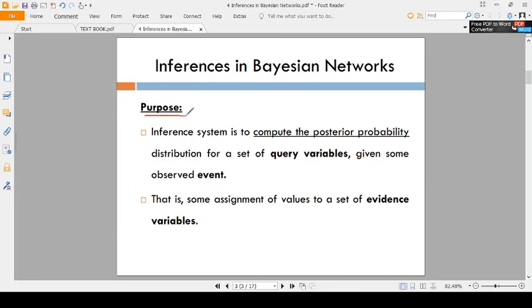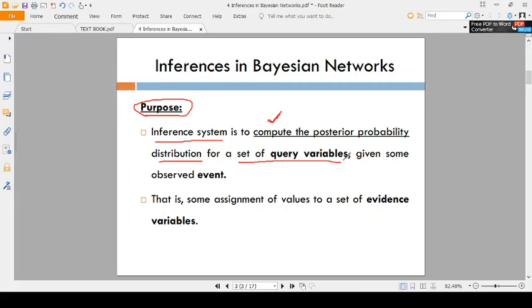What is the purpose of inference system? What is the main purpose of inference system? Compute the posterior probability distribution. What we are calculating? The posterior probability distribution for a set of query variables. So you are considering some query variables. For that, you are calculating posterior probability distribution.